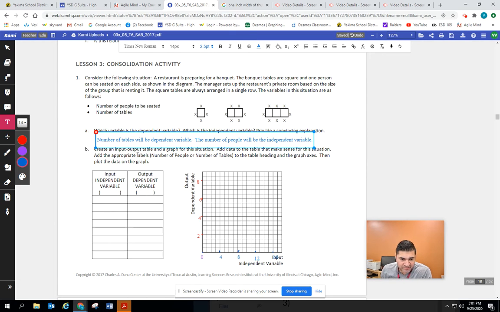Now it says create an input-output table and graph for the situation. Add data to the table that makes sense for the situation. Add the appropriate labels, number of people, or number of tables to the table heading and the graph axis. Then plot the data on the graph. So our independent variable, what did we decide it would be? The number of people.